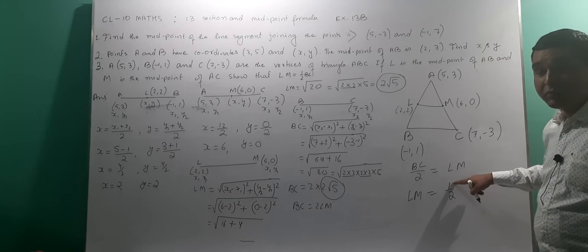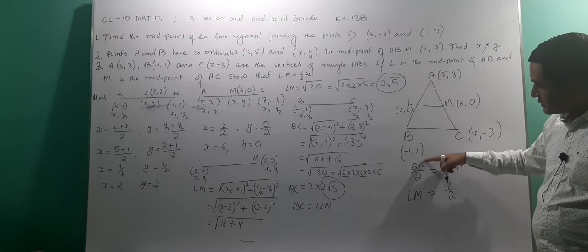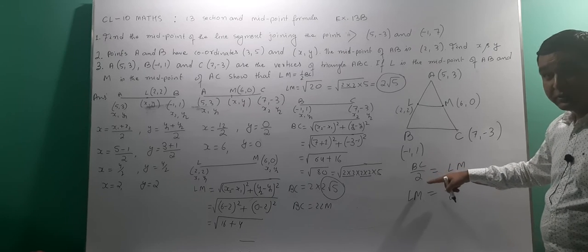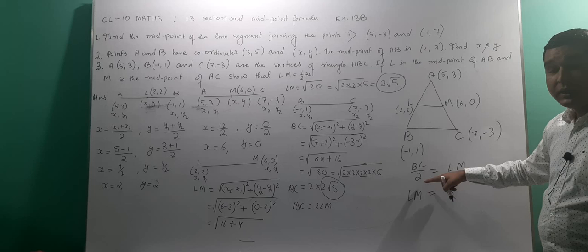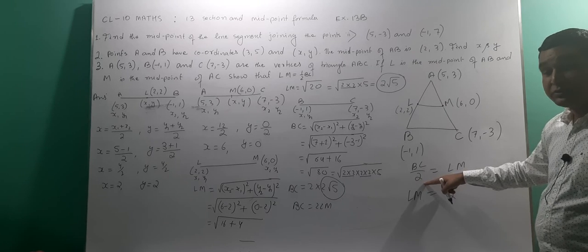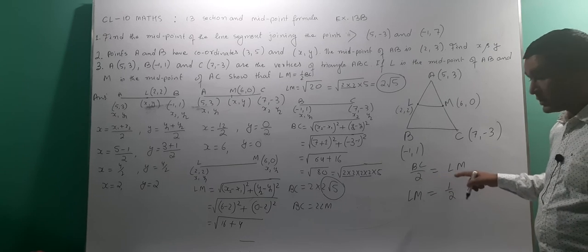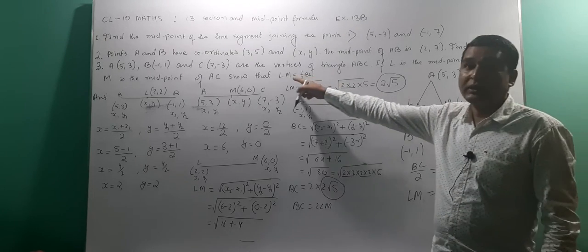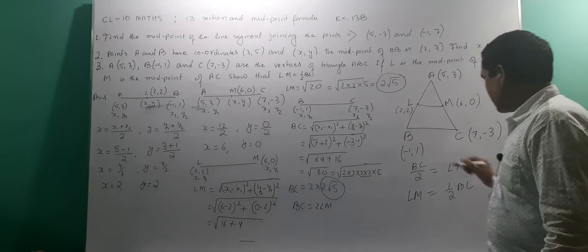Why are we writing 1 up there? This 1 implies the denominator. If a number is at the denominator, to represent the numerator always write 1. Then what is left? BC. Now we got the same answer. Yes, we proved it.